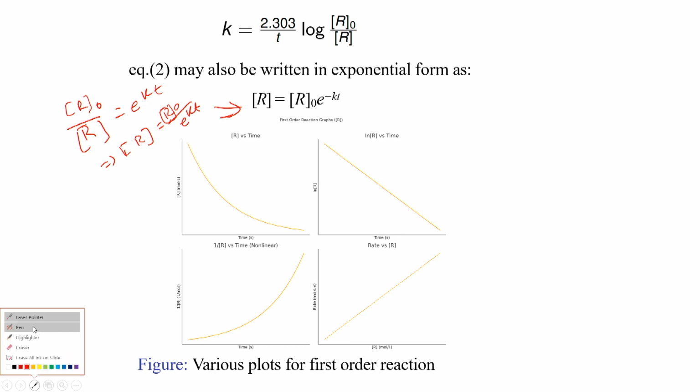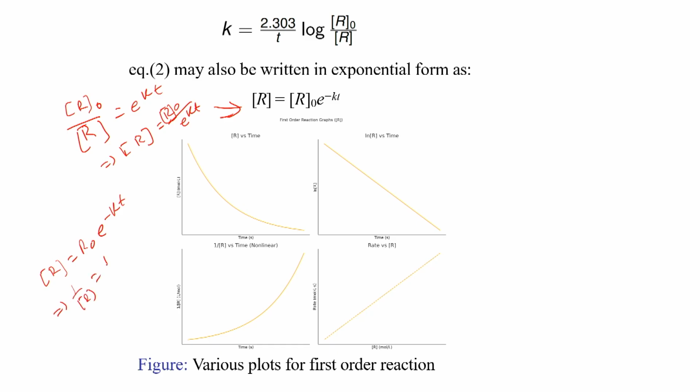Okay. Now if we plot 1 by r versus time, what do we get? So we have r is r naught e to the minus kt. So 1 by r, concentration of r, gives 1 by concentration of r naught times e to the kt. So if we plot 1 by r versus time, it will increase. Okay, so 1 by r will increase exponentially, right? So it will be an exponential increase curve.